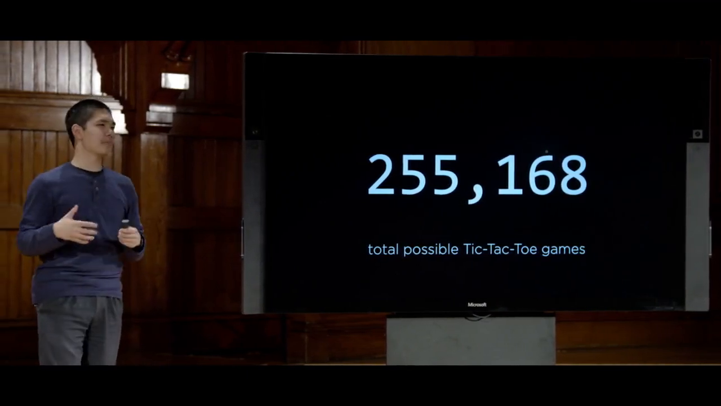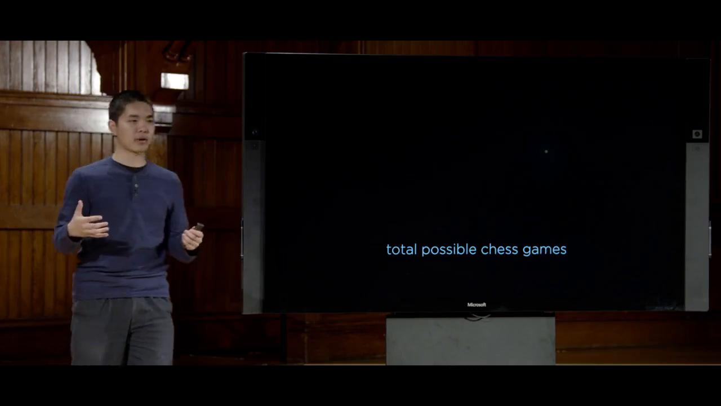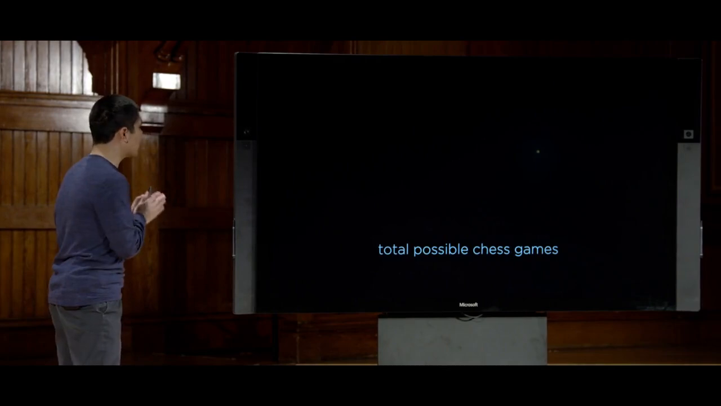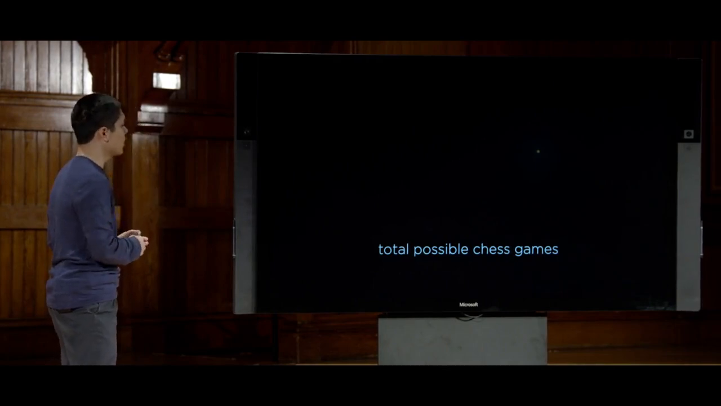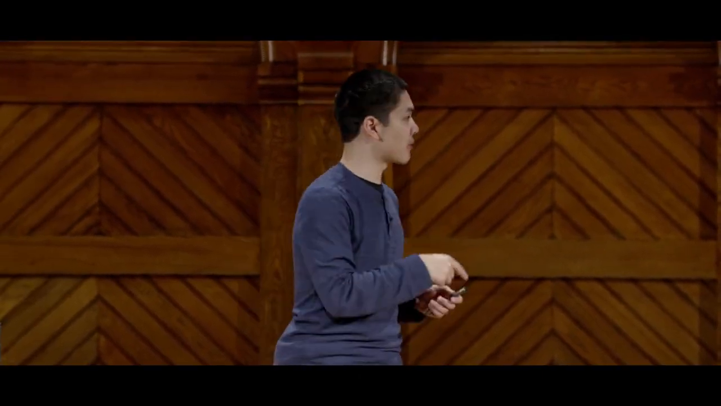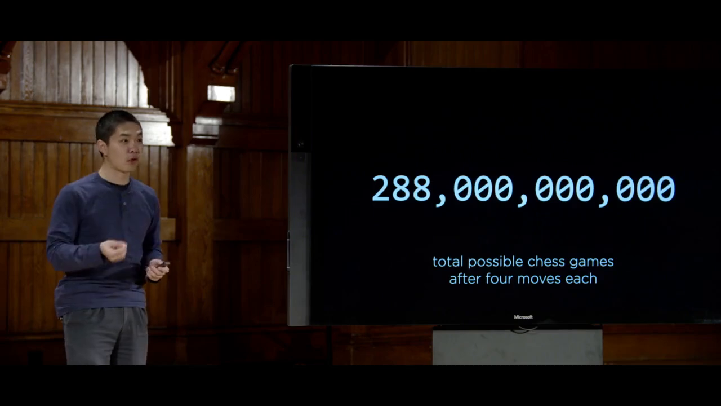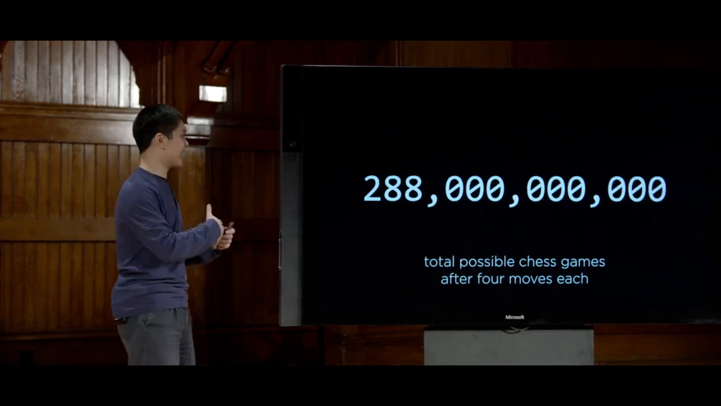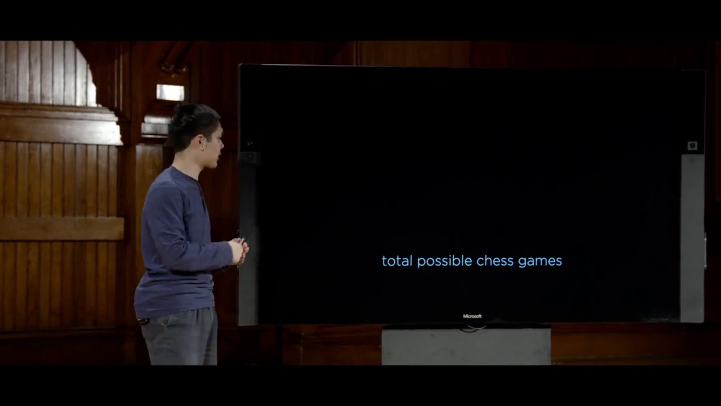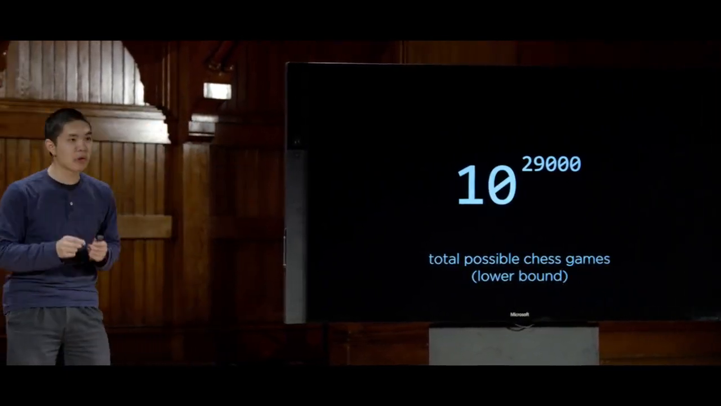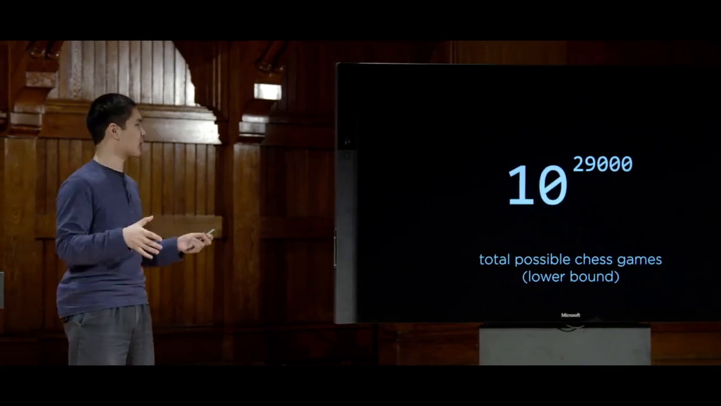But compare that to a more complex game, something like a game of chess, for example. Far more pieces, far more moves, games that last much longer. How many total possible chess games could there be? It turns out that after just 4 moves each, 4 moves by the white player and 4 moves by the black player, there are 288 billion possible chess games that can result from that situation. And going even further, if you look at entire chess games, there are more than 10 to the 29,000 possible chess games, far more chess games than could ever be considered.